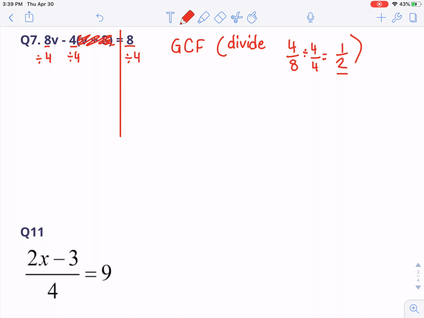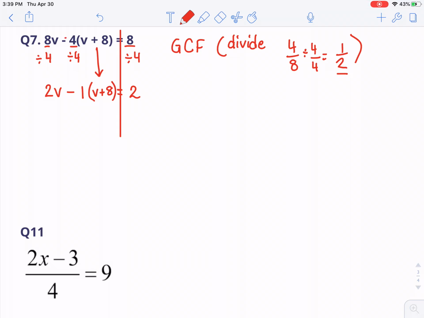which we will get 2v minus 2, and then 8 divided by 4 is 2. Wait, what about what was inside the parentheses? Great. We're going to rewrite the parentheses down here now. Oops, I made a little mistake. That shouldn't be 2, that should be 1.